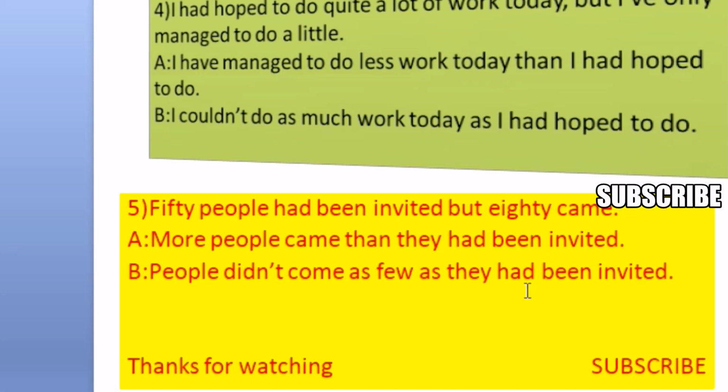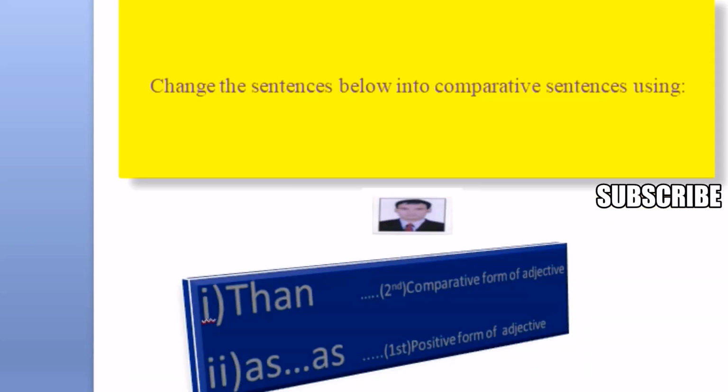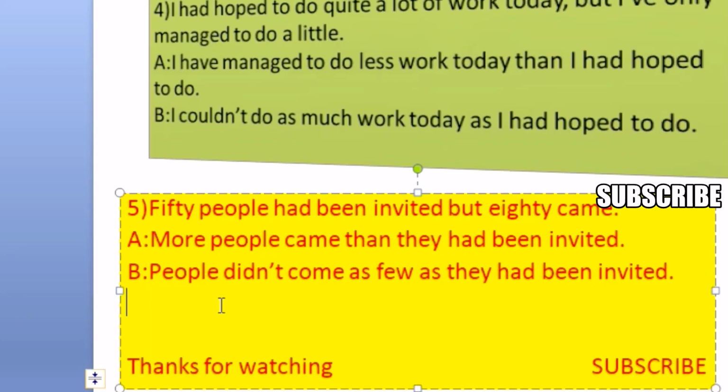Now the next question, my dear. If you have forgotten the structure there, let me show you once again. This is the structure, my dear. Then option 1, you have to use the comparative form of the adjective. As, that means as, adjective, as, and you have to use what? The positive form or the first form of the adjective. Let's do question number 5 once again, my dear.